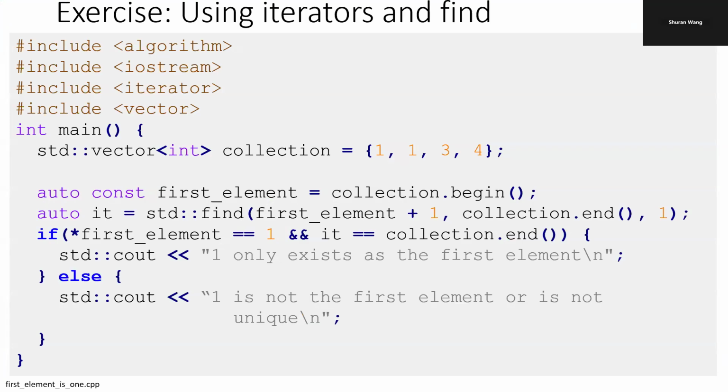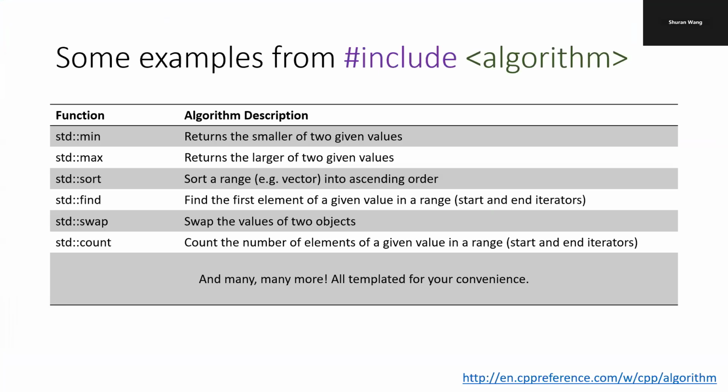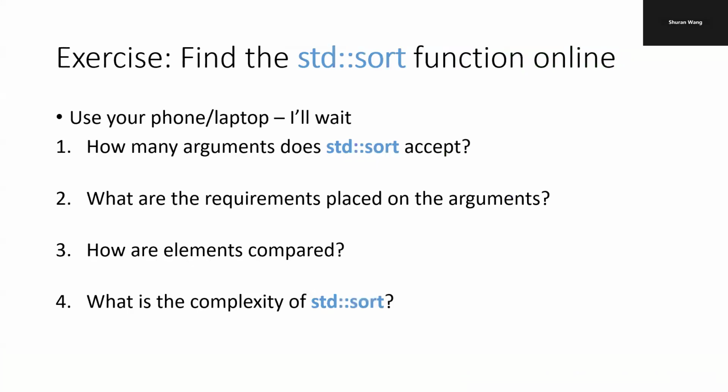So this is essentially what we had before. Other examples from algorithm: we have the min function, we have the max function, we have the sort function, we have the find, we have the swap function, we have the count function that can count the number of elements with a given value inside a range given by a range of iterators. You can bring this exercise home if you want. So just find any function and try to answer these questions. Take sort as an example.